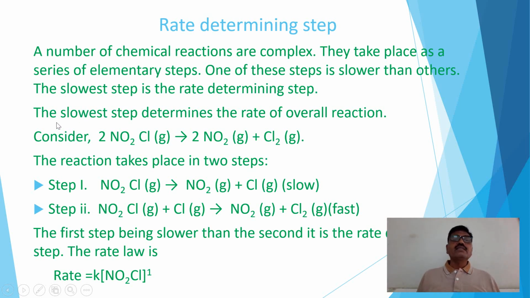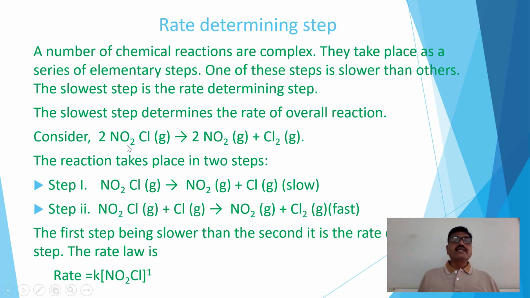This is found from experimental study, by performing that particular reaction in the laboratory, so this is practical knowledge. The slowest step determines the rate of the overall reaction. So remember: the slowest step determines the rate of the overall reaction. The rate of reaction depends upon the slowest step.